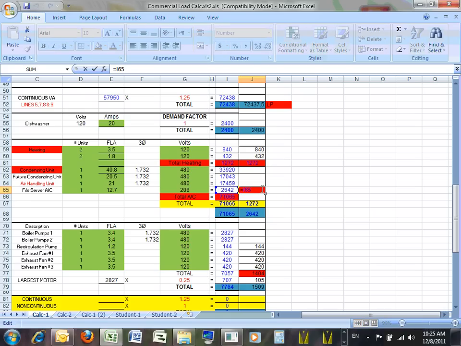The AC for the file server. Is that what we're picking it up from? Yep, the AC for the file server. It's running at 208. Is it 208, 120, or just 208? Okay, so we pulled that one, and they pulled the largest of the two.